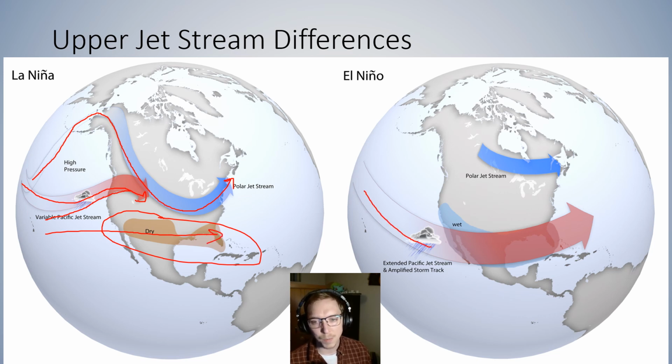So we have an extended Pacific jet stream and amplified storm track drenching this region along the southern coast of the United States through Mexico, the Baja Peninsula. And then our polar jet stream is a little bit more contained to the north, so we might not see as much intense cold air dipping down towards where we live here in Wisconsin and Minnesota.